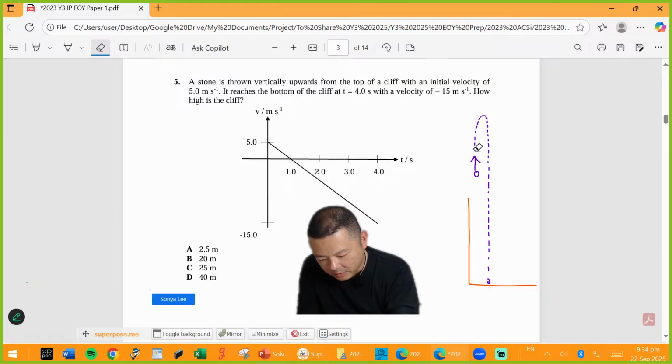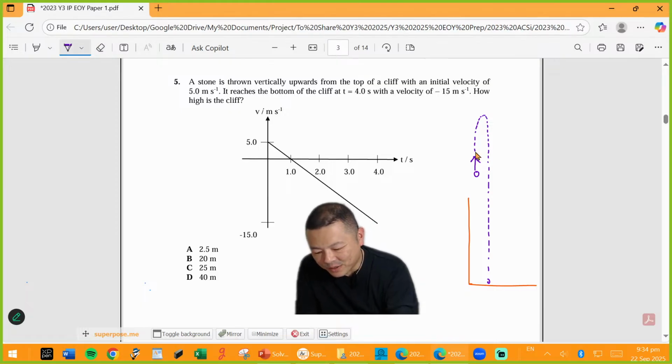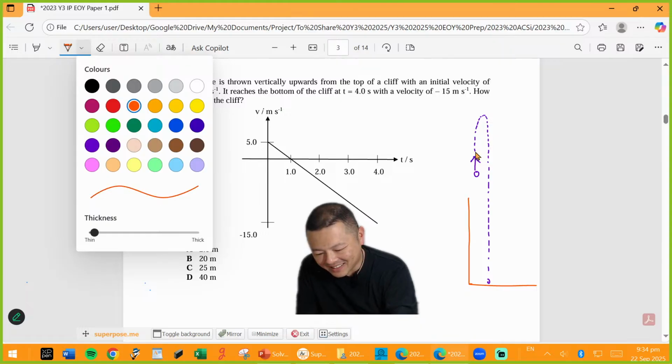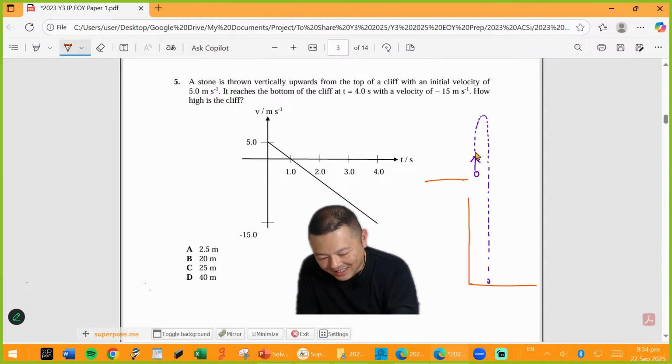Hi Sonia, why are you annotating on it? No, that's fine. Don't worry about it. It's just quite funny that suddenly there's a few dots over there.